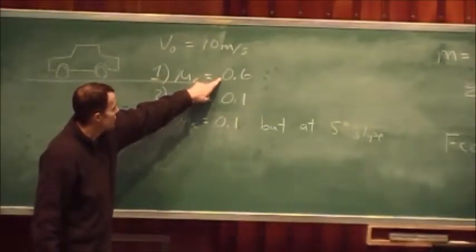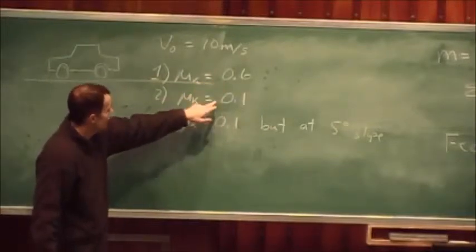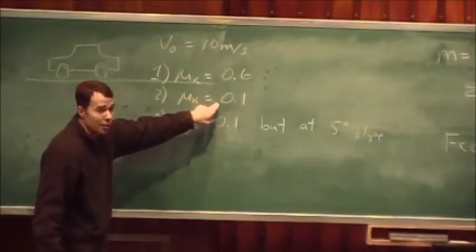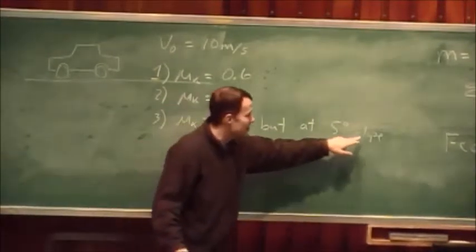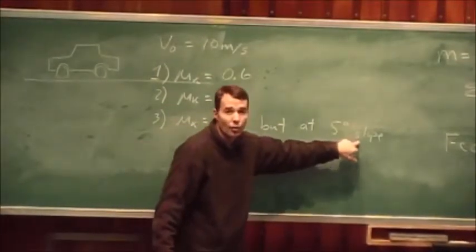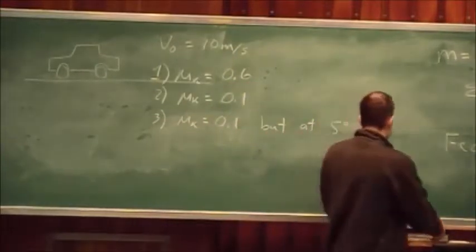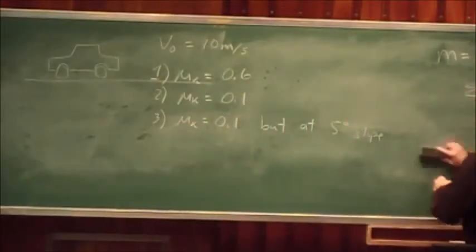Okay, so we're going to assume that this car is first flat with a relatively large coefficient of kinetic friction. Then we're going to reduce the kinetic friction because we're on a slippery surface. Then we're going to keep that reduced kinetic friction, and then consider what happens when we're on a slope. And it's pretty dramatic what happens in these situations.